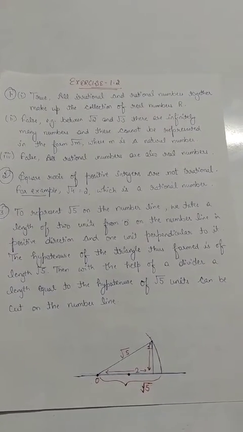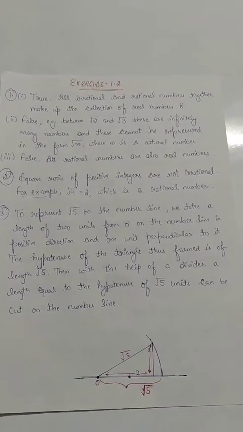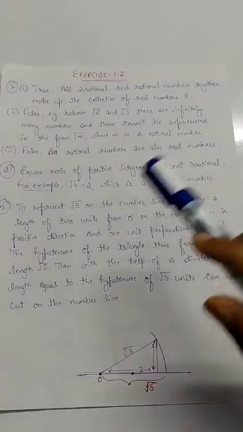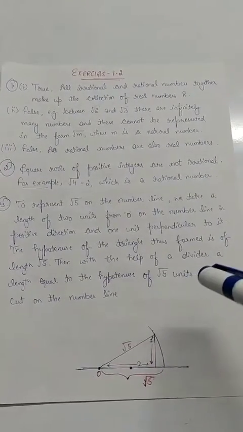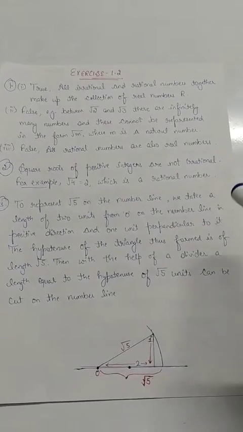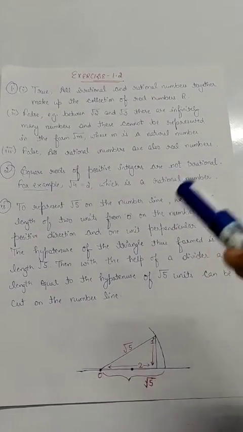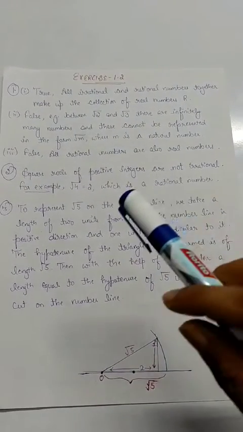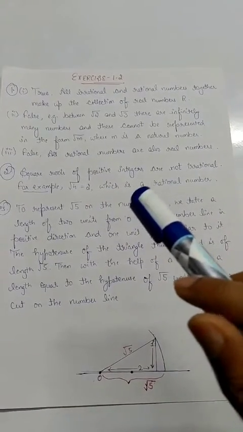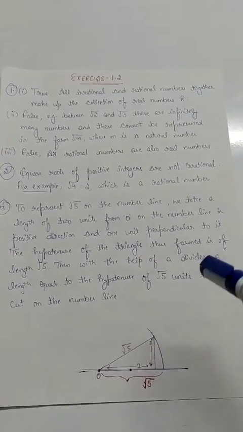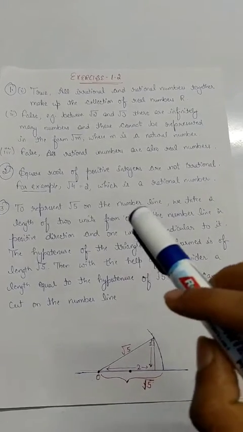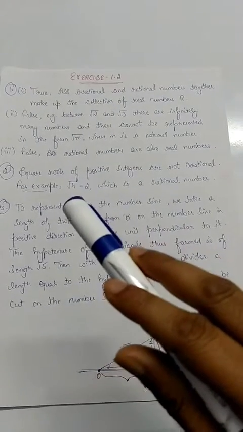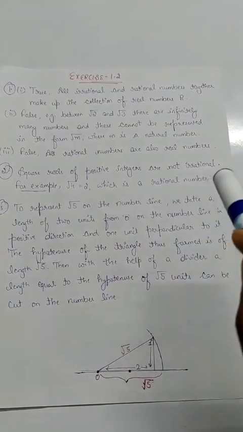The third is false again, as all the rational numbers are also real numbers. So real numbers also contain the rational numbers. The second is, square roots of positive integers are not irrational. What it means is that, for example, root 4 equals 2, which is a rational number, and it doesn't mean that square roots of all positive integers are irrational. Some of them are rational also, like the perfect square numbers, they are rational, and those numbers which remain in root are represented as irrational numbers.